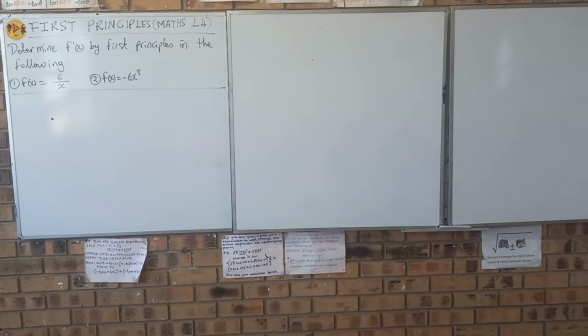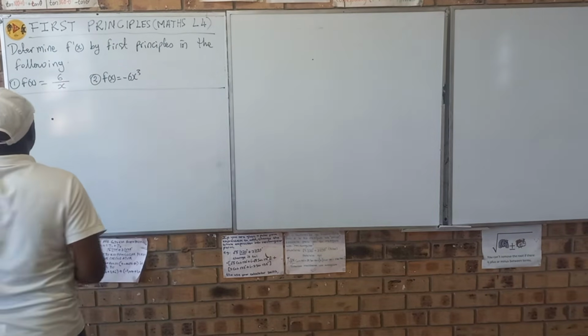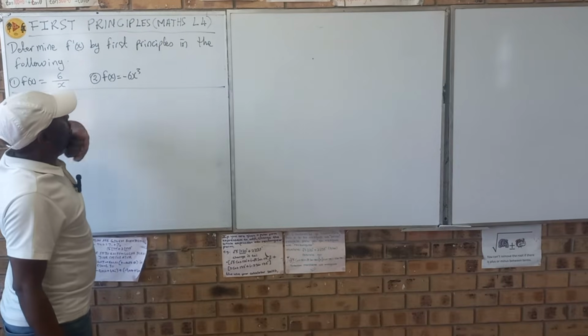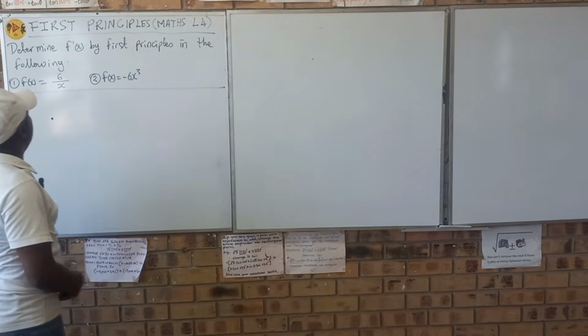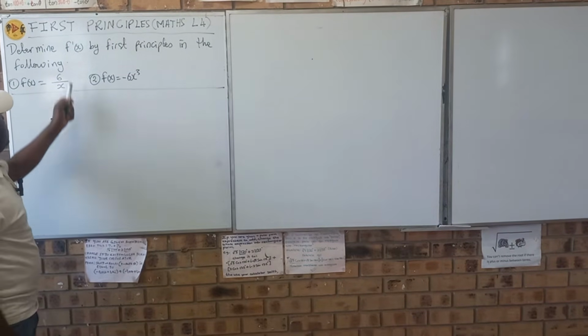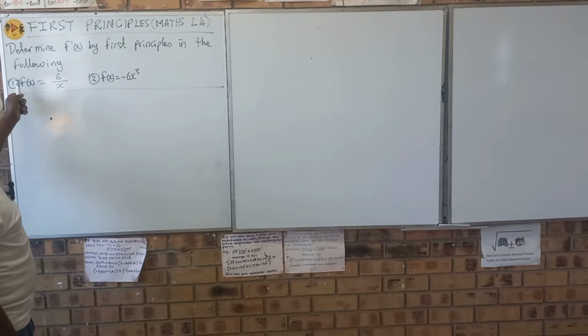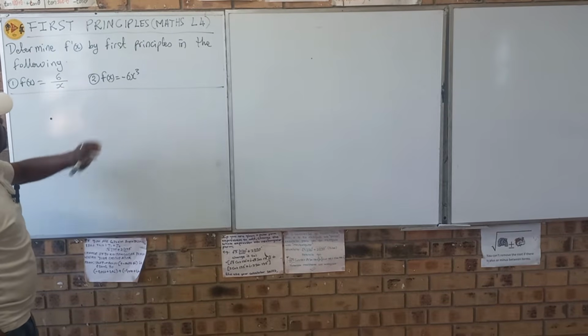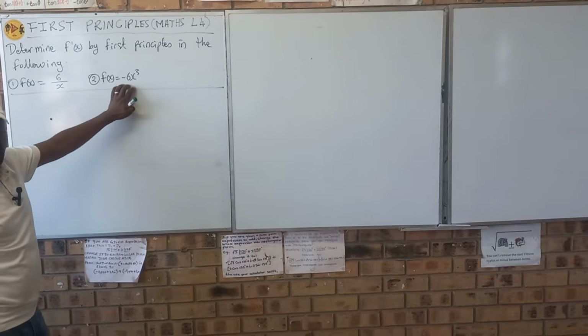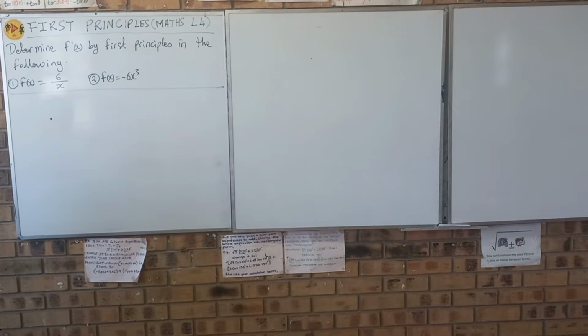Good day, guys. We want to see how to do first principles for mathematics level 4. That is to say, we need to determine the first derivative from first principles in the following situations. So we've got two main functions. These are the two main types of functions that the examiners for mathematics level 4 will always target, because the other easier ones, like the quadratic functions, the linear functions, were done in level 3.